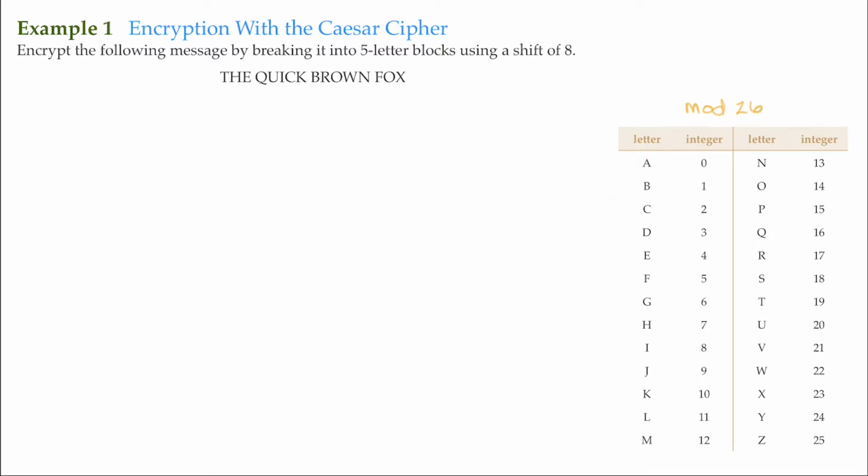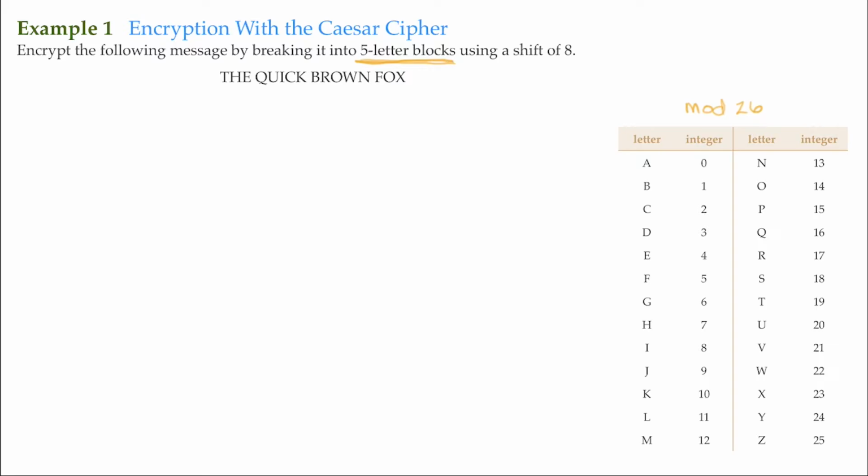So here it says, encrypt the following message by breaking it into 5-letter blocks using a shift of 8. And then we have this message here, the quick brown fox. Now, for certain ciphers, which we won't cover here, you have to break messages into a particular number of blocks. But essentially, there are two reasons we break texts into blocks. First, it makes it easier to manage, and it breaks up any patterns that may appear within the cipher that would give clues to what the message actually is.